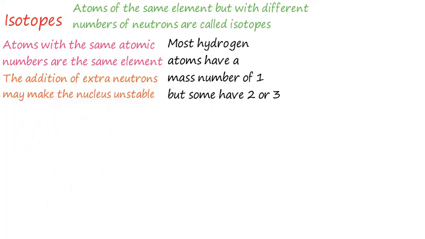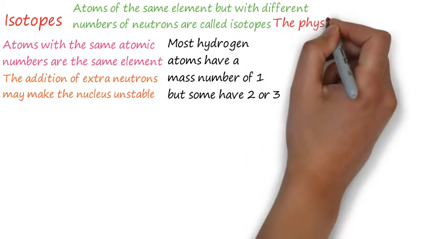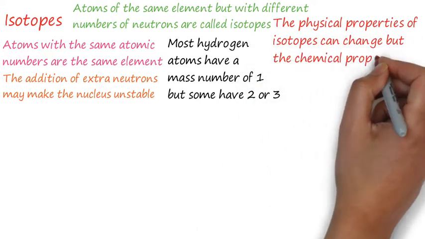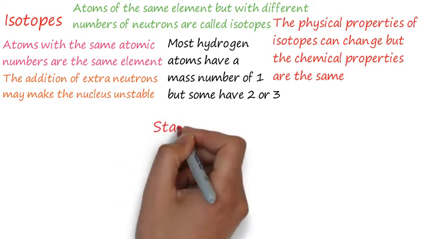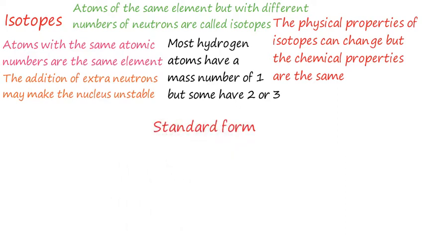The addition of extra neutrons may make the nucleus unstable, and the atom may become radioactive. Some atoms may have different densities. For example, the isotope of hydrogen with a mass number of 2 is called heavy hydrogen. This means the physical properties of the isotopes may change. However, the chemical properties are the same for all isotopes of the same element. This is because chemical properties are determined by electrons. This means all the isotopes of one element react in the same way.